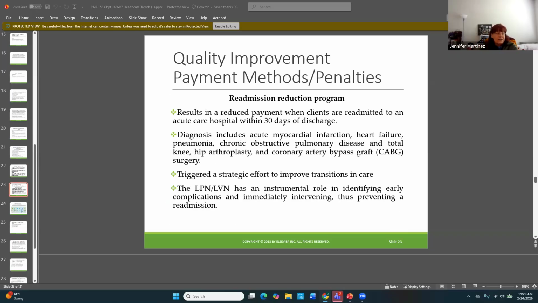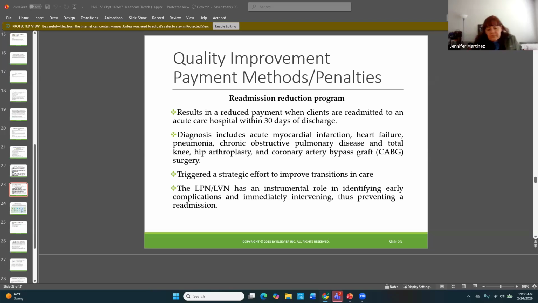Another one that we look at is readmission rates. A readmission is when clients are readmitted to an acute care hospital within 30 days of discharge. Diagnoses include acute MI, heart failure, pneumonia, COPD, knee and hip replacements, CABG. And so the biggest thing here is to improve transitions in care.